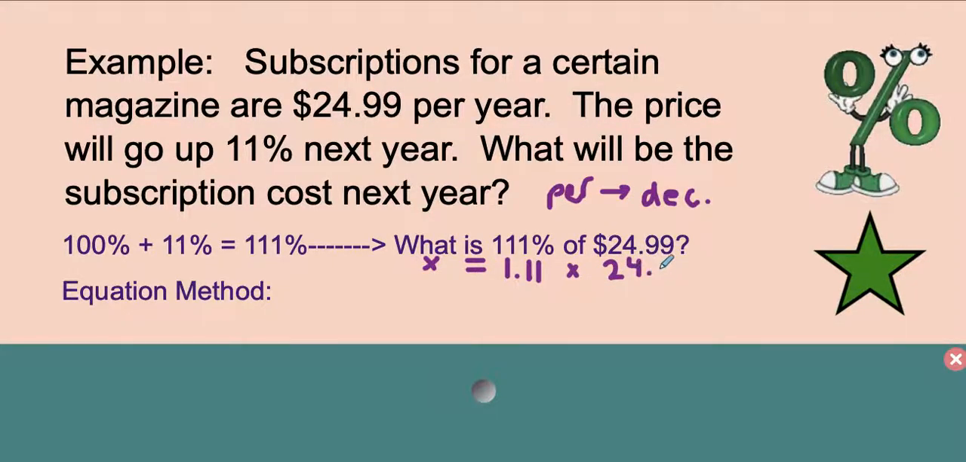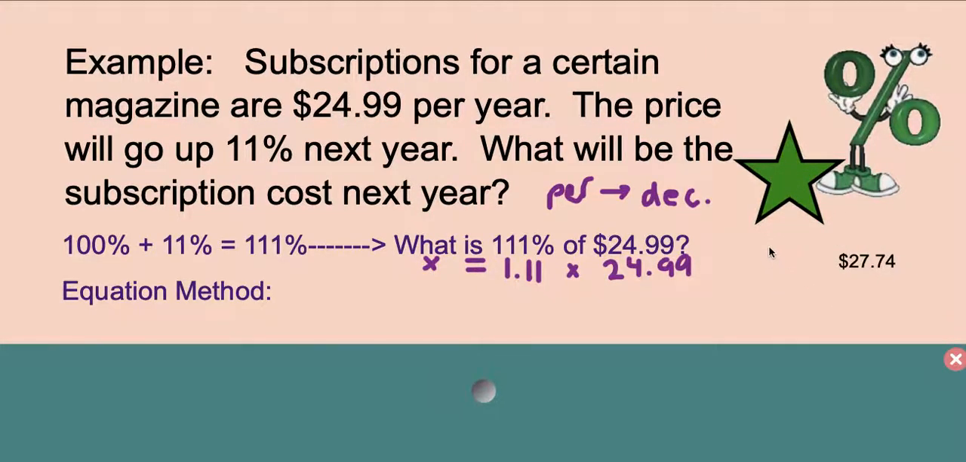So if you take a look, all of a sudden I have this nice simple equation. I have x equals 1.11 times $24.99. So pick up your calculator and take a look at that. 1.11 times $24.99, you should get $27.74. It's just over 100%, right? So 27.74 is just over 24.99. So it looks like that makes perfect sense.